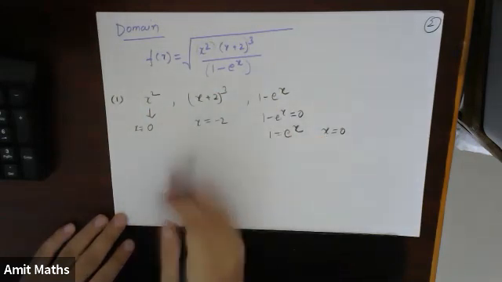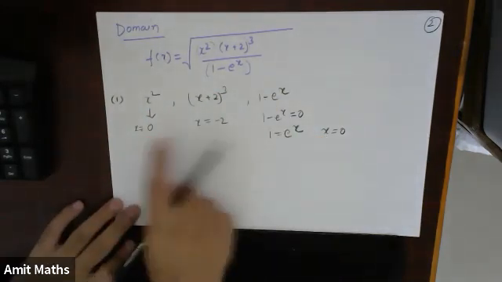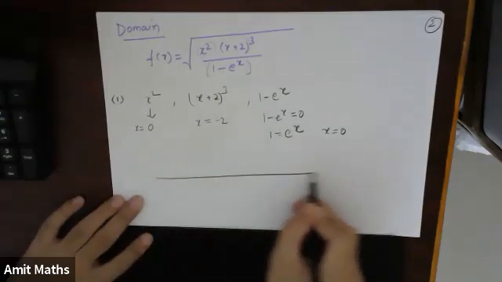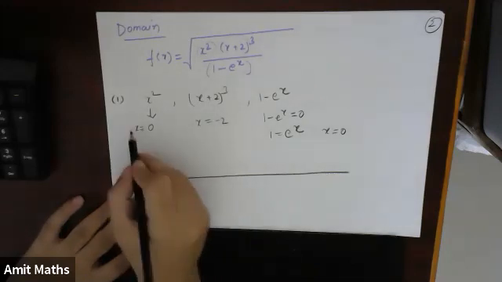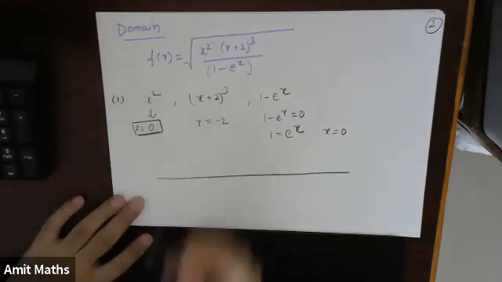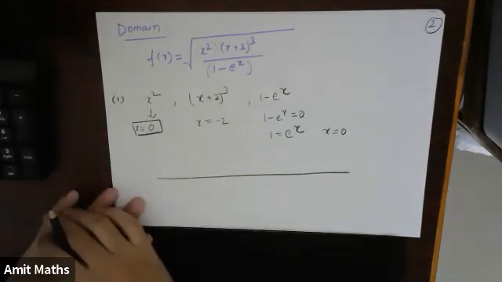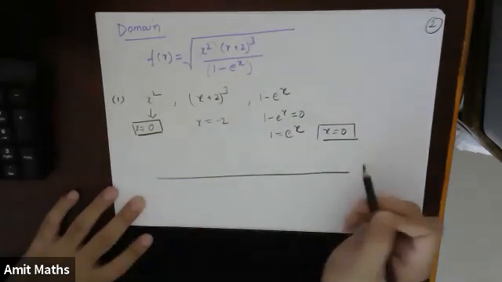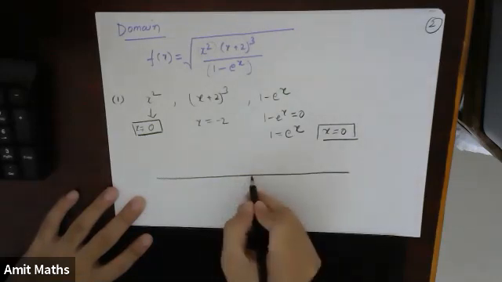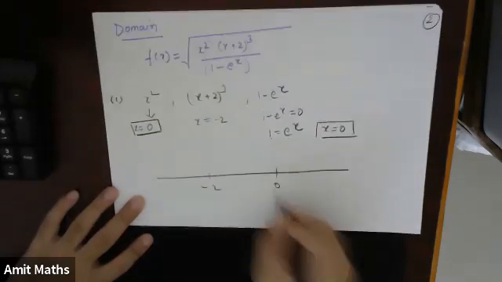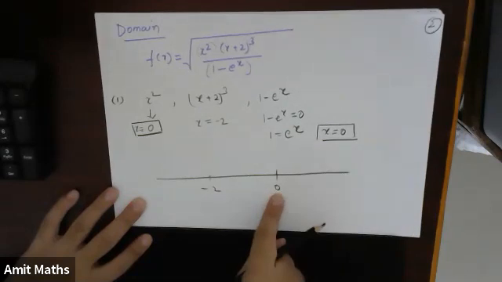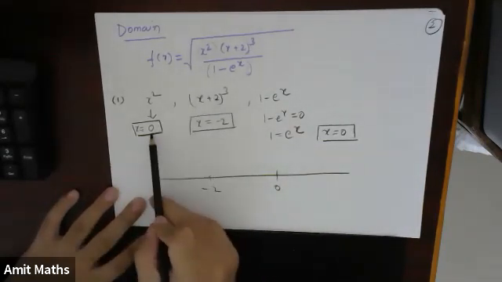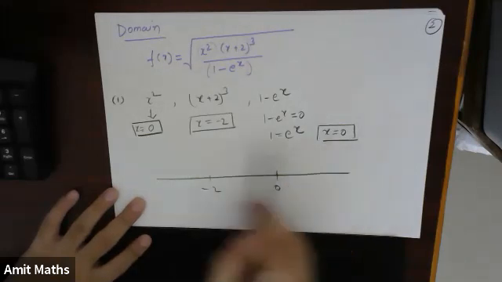Fine. What I'll do, I'll plot the wavy curve. I'll plot these three critical points on the number line in ascending order. In this case, we are getting the critical point of this part and this part both as 0. Now, we'll plot minus 2 and 0 because we are getting only two different critical points. One is 0 in these two cases and minus 2.